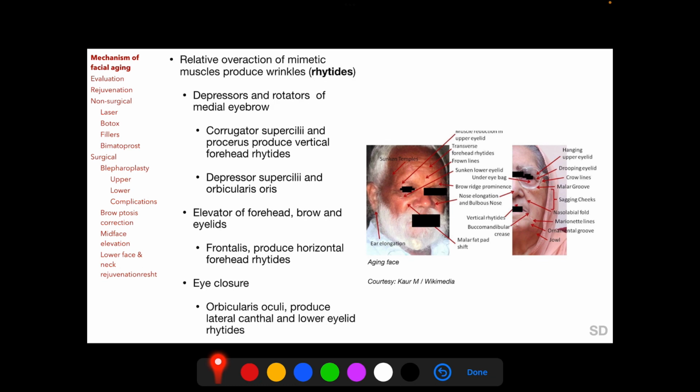Relative overaction of mimetic muscles producing wrinkles or rhytides, such as the corrugator supercilii and the procerus, which are the depressors and rotators of the medial eyebrow, producing vertical forehead rhytides. Frontalis, which is the elevator of forehead, brow, and eyelids, producing horizontal forehead rhytides. Orbicularis oculi, which causes eye closure, producing lateral canthal and lower eyelid rhytides.